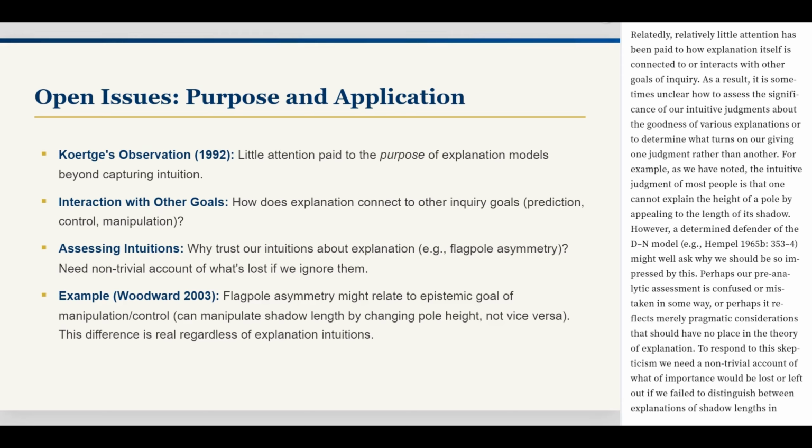This leads to a deeper issue: how much should we trust our intuitions about what counts as a good explanation? Hempel, defending the DN model, might ask why we find the flagpole asymmetry so compelling. Maybe it's just a confused intuition, or maybe it's about practical manipulation, not pure explanation. Woodward suggested that difference: you can manipulate the shadow length by changing the pole height, but not the other way around. This difference in manipulability seems real, regardless of how we feel about the explanation direction. This suggests we need to look beyond mere intuition and consider the practical goals explanation serves.